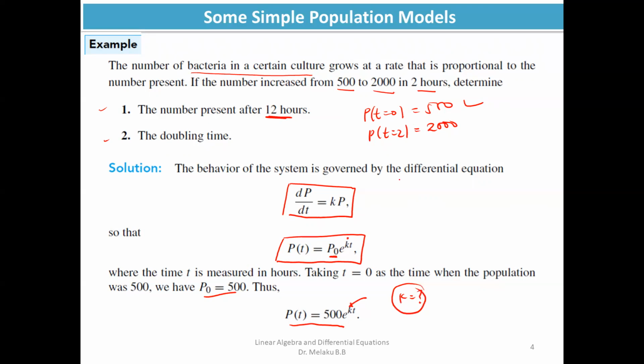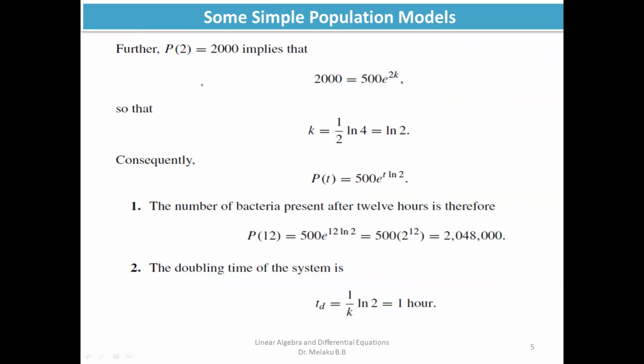How to find k? We can use the second auxiliary condition: P at t equal to 2 hours is 2000. Therefore, we can obtain the value of k. It's easy. P at 2 is 2000, which implies that 2000 equals 500 times e to the power of 2k. Then upon applying a logarithm on both sides, we obtain k is 1 over 2 ln 4, which is equal to ln 2.